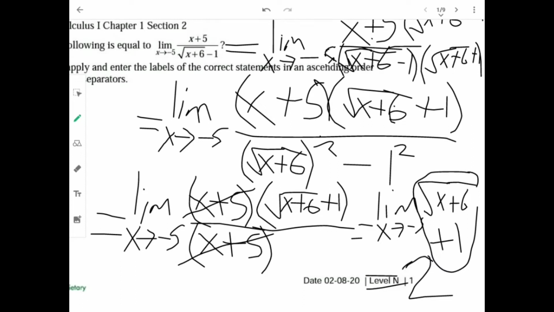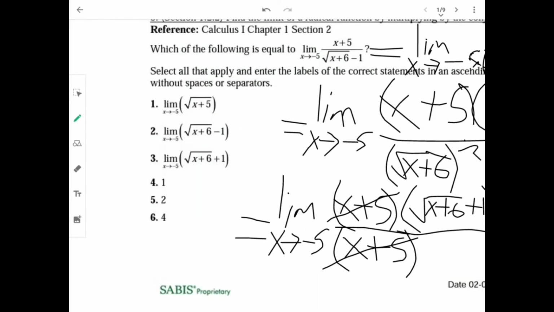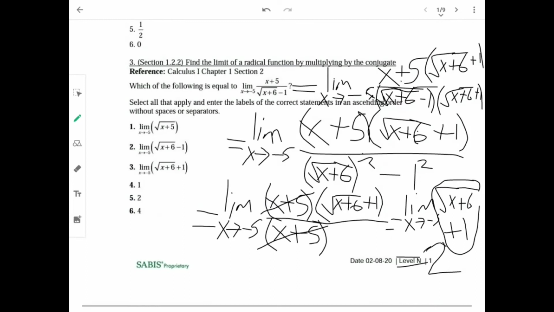So then you go to your answer choices, and you see which one matches what you chose. Root x plus 5, no. Root x plus 6 minus 1, no. It's plus 1, as you can see over here. So 3 is the answer. And then when you substitute minus 5 in, you get 2. So it's 3 and 5.